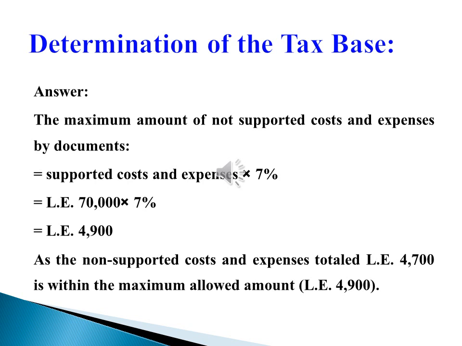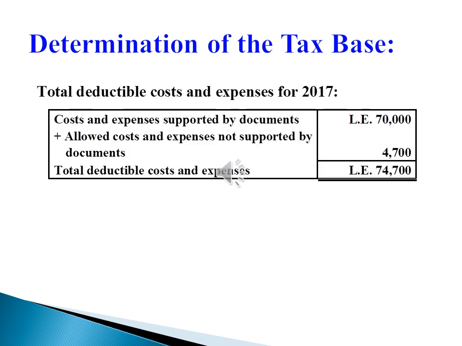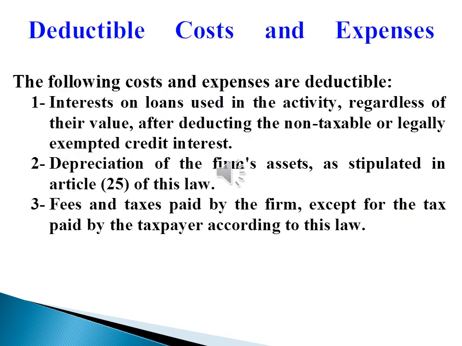As the non-supported costs and expenses total 4,700 is within the maximum allowed amount, 4,900. Then total deductible costs and expenses for year 2018 can be calculated as follows: costs and expenses supported by documents given 70,000 livres Egyptian, allowed costs and expenses not supported by documents calculated to be 4,700. Then total deductible costs and expenses total 74,700.